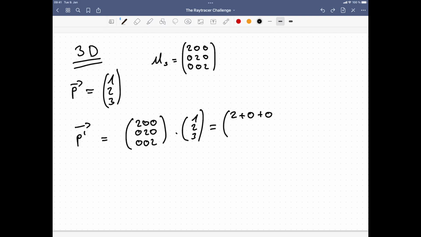So we actually have 0 times 1, which is 0, plus 2 times 2, which is 4, plus 0 times 3, which is 0. And the last row would then be 0 times 1, which is 0, plus 0 times 2, which is 0, plus 2 times 3, which is 6. And if we now get rid of all the zeros because they don't need to be there, we have the vector 2, 4, 6, which essentially is the vector 1, 2, 3 scaled up by 2. So our scale matrix did its job quite well.